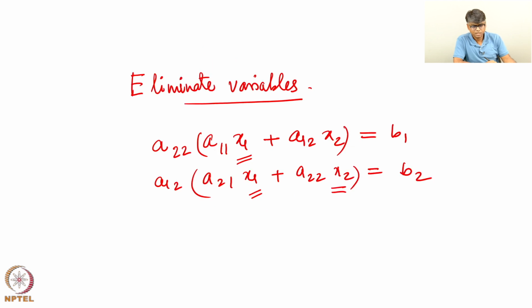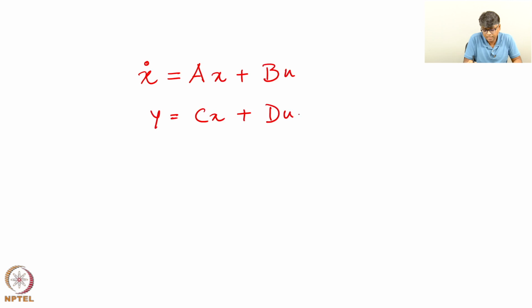As an example of such elimination, remember your standard state space description, x dot equals Ax plus Bu, y equals Cx plus Du. This is a latent variable representation, believe it or not. What are the latent variables? x, of course, the state variable.